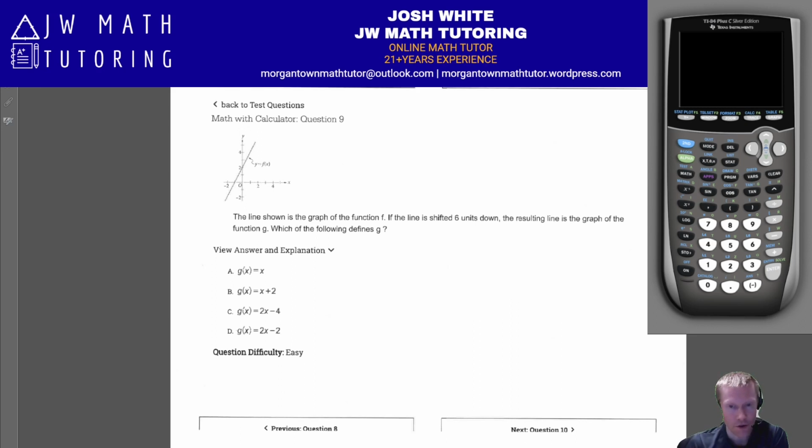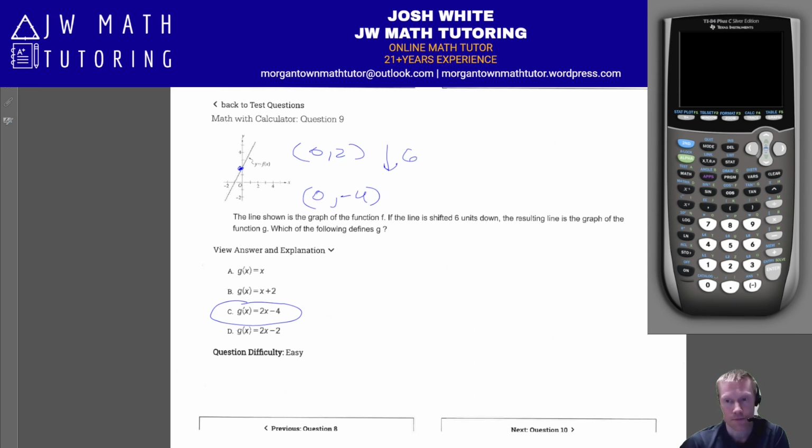Okay, so there are multiple ways you could do this. I think the easiest way to do this is to notice that f crosses the y-axis at (0, 2). So if you shifted down 6 units, it would now cross the y-axis at (0, -4). In other words, its y-intercept would be (0, -4). So when I look at these 4 possible answer choices, which one has a y-intercept of -4? Well, it's clearly this one. It's in y equals mx plus b form, and my b value here is -4.